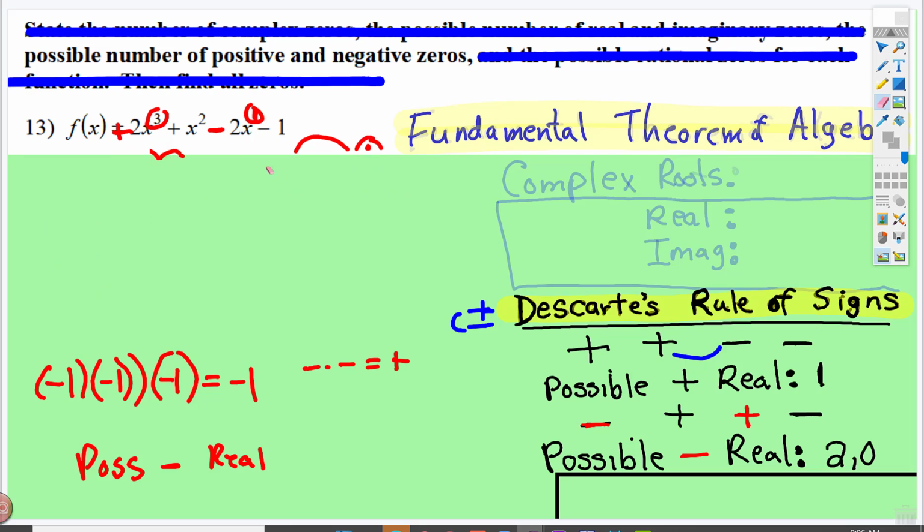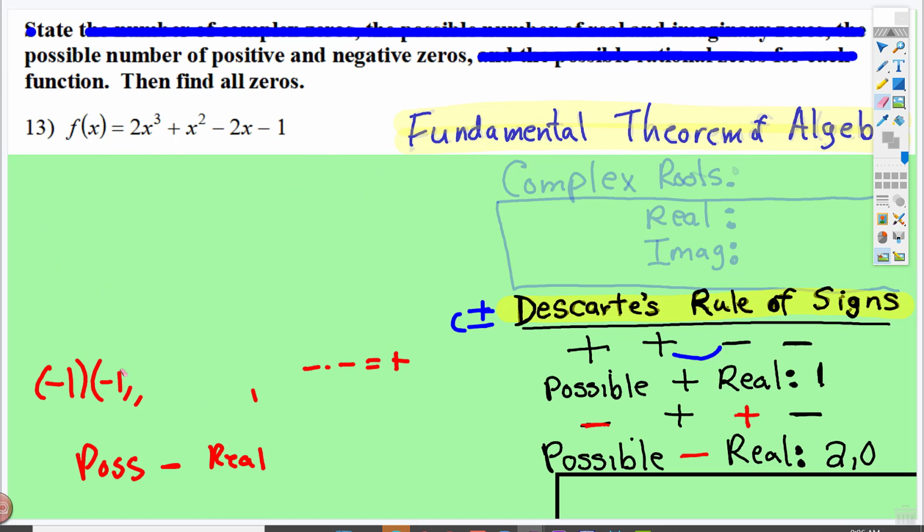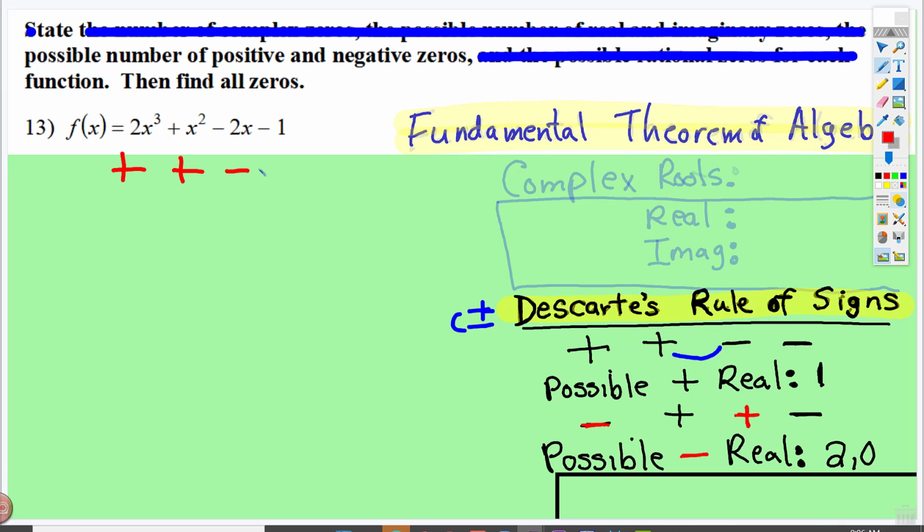Let me erase all of this so you can actually see what happened then. So this was positive, this was positive, this was negative, this was negative. And on the odd exponents, the signs in front changed. So that was an odd exponent, it changed. An even exponent, it stayed the same. An odd exponent, it changed. The sign in front of the constant will never change.